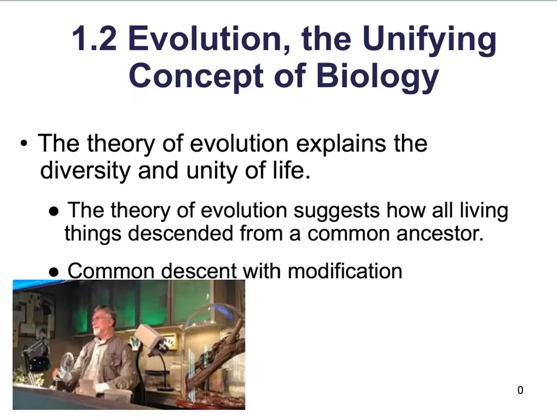In this next section, we focus on evolution a bit more, and it is really important that you understand this because it's a unifying concept of biology. It links a lot of different aspects together so that we can really understand life on our planet and how it came to be. Now, the theory of evolution explains all this diversity as well as the unity of life. It suggests where organisms came from and how they descended from a common ancestor. So we see common descent with modification.